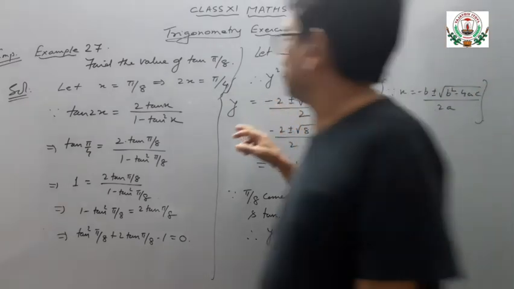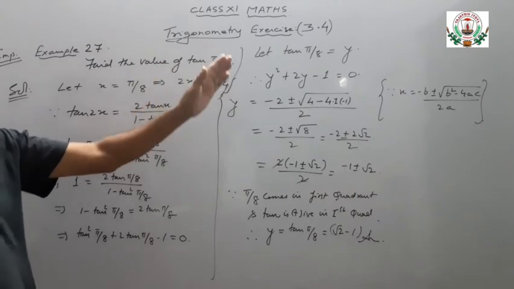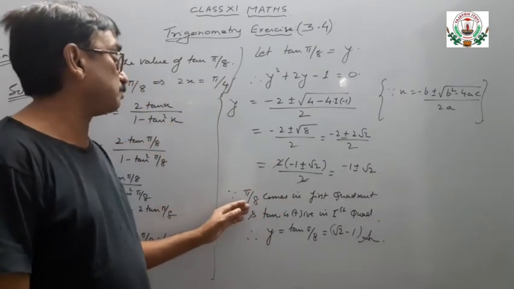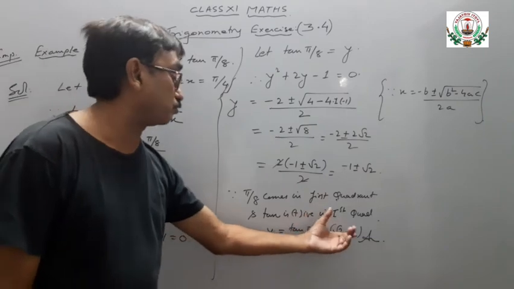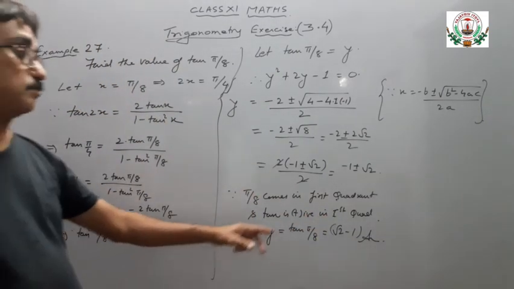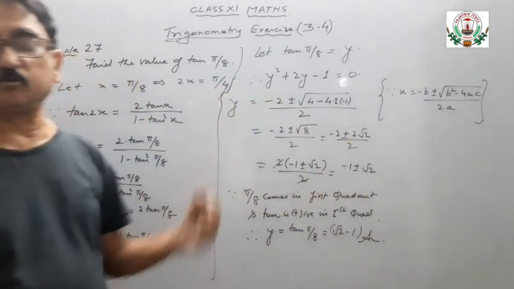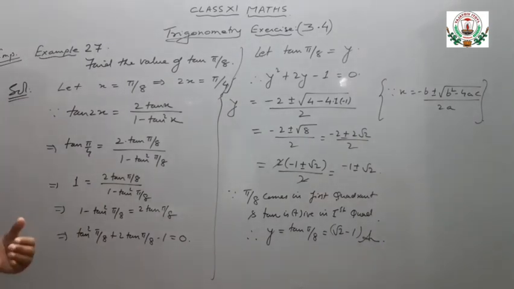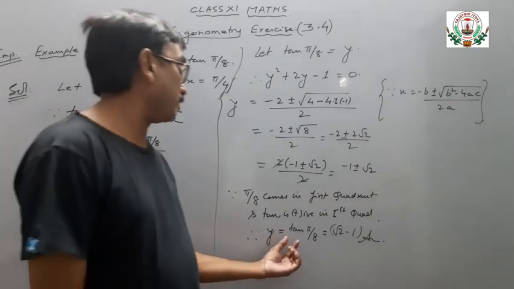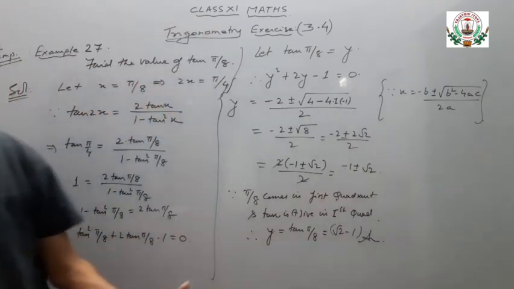As pi by 8, that is 180 upon 8, is less than 90 degrees, it comes in the first quadrant. Since pi by 8 comes in the first quadrant, and in the first quadrant all the trigonometrical ratios are positive, therefore tan will be positive in the first quadrant. So we have to take only the positive value of it. The positive value will be root 2 minus 1, as we know that root 2 is 1.414 and 1.414 minus 1 becomes the positive 0.414. So that's why the correct value we will take is root 2 minus 1 for tan pi by 8.